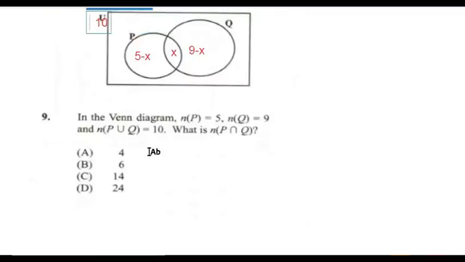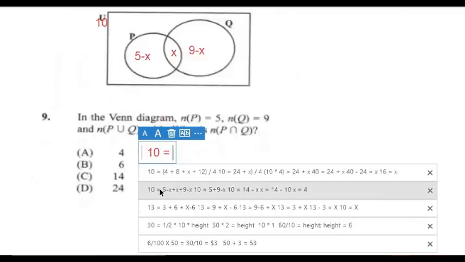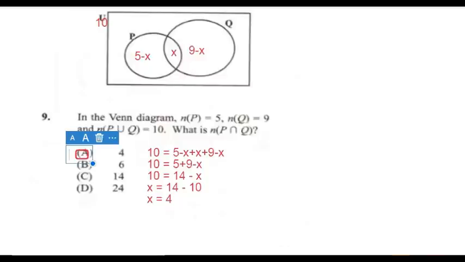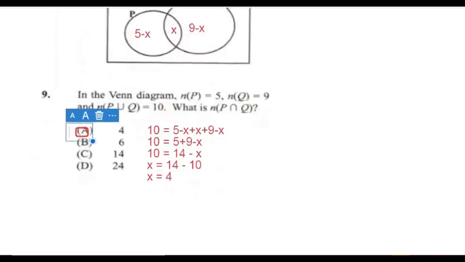10. So in solving for x, 10 is equal to 5 minus x, which is right here from P, plus x, plus 9 minus x. So we cancel the negative and the positive x, and we're left with 10 is equal to 5 plus 9 minus x. 10 is equal to 14 minus x, and x is equal to 14 minus 10. x is equal to 4. So basically what we did is create an equation and then solve for the unknown. As always, we're trying to find what x is.